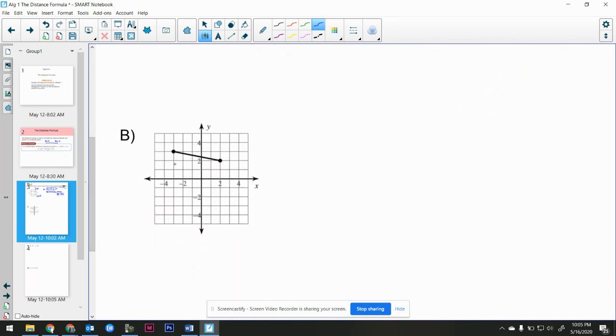Here's letter B, excuse me. Let's call this point A and call this point B. Point A has coordinates -3, 3, and point B has coordinates 2, 2. Okay, so we're going to find the distance between. So 2 minus a -3. Watch out for that. That's minus -3. 2 minus +3.